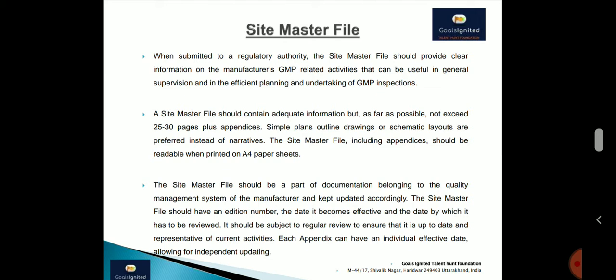The site master file should have an edition number or version number, the date it becomes effective, and the date by which it has to be reviewed. It should also be subject to regular review to ensure that it is up to date and representative of the current activities carried out in the plant. Each appendix can have an individual effective date, allowing independent updating.